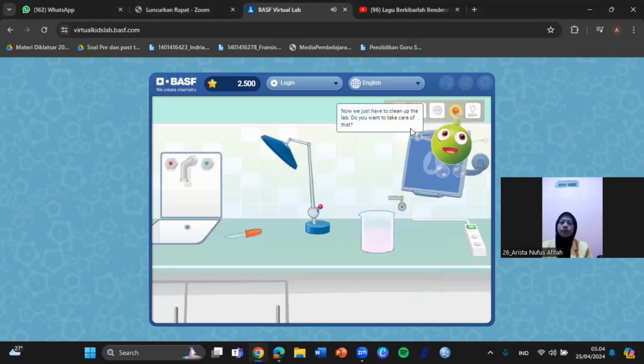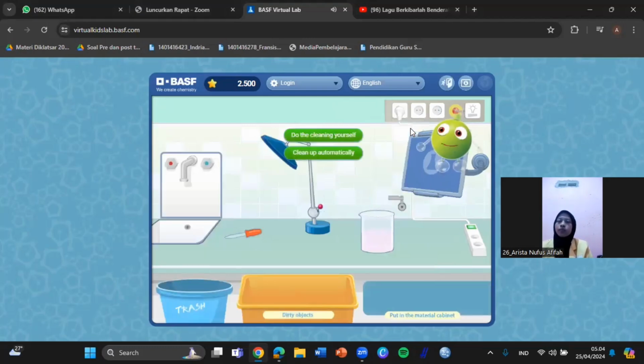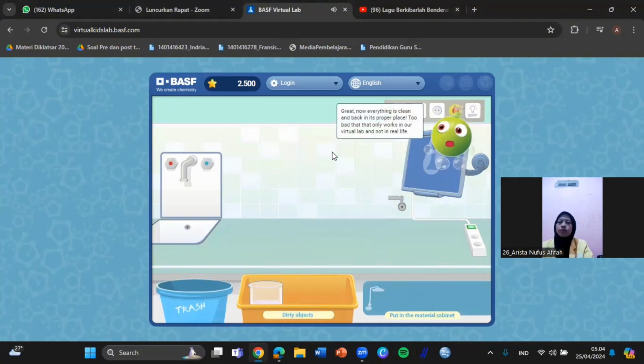Now we just have to clean up the lab. Do you want to take care of that? Great! Now everything is clean and back in its proper place. Too bad that only works in our virtual lab and not in real life.